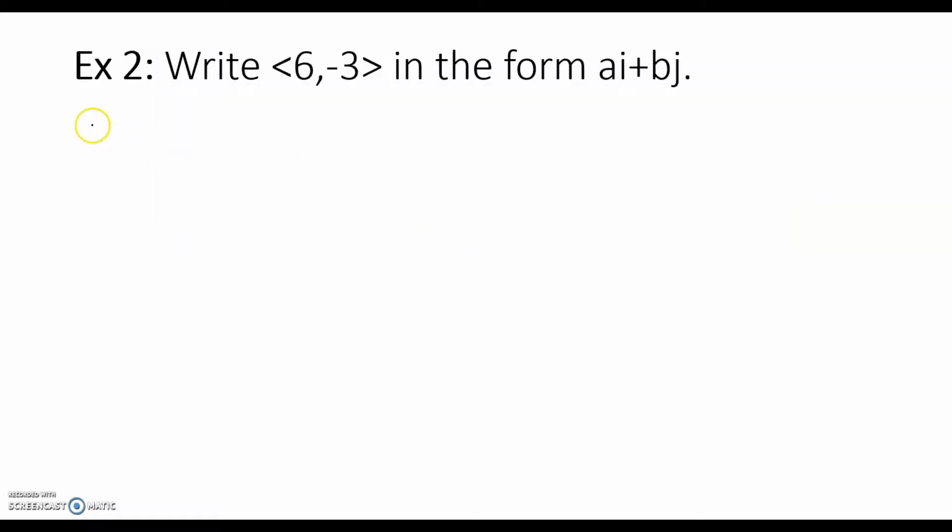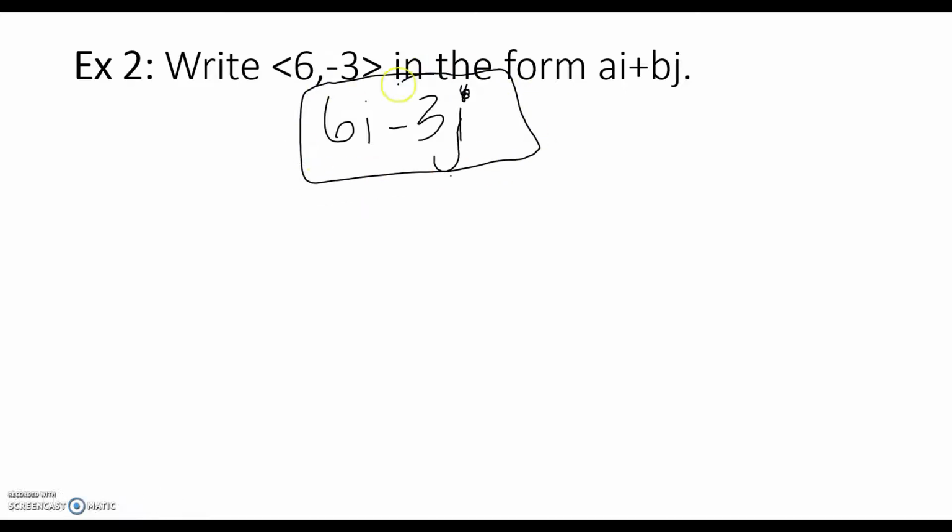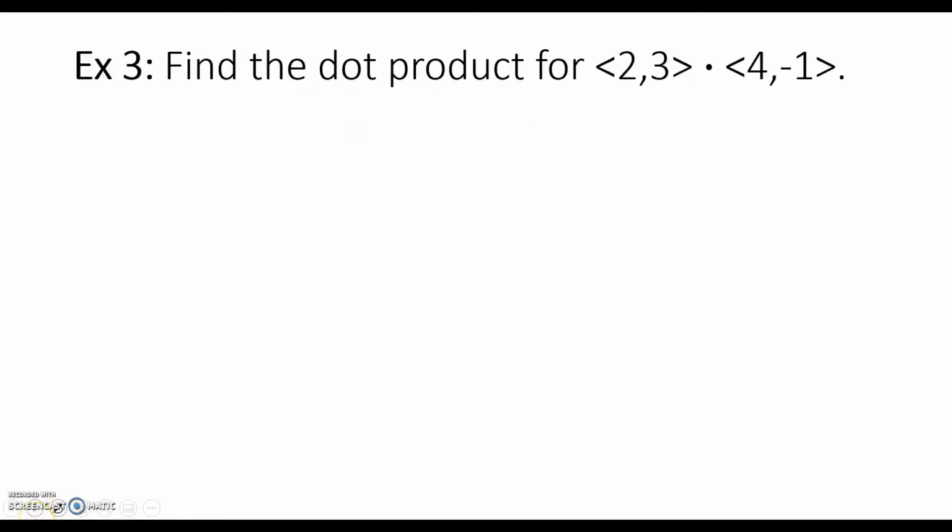So now let's look at some examples. Here's a vector defined by (6, -3), and we want to write it in the form ai plus bj. Well, that's simply 6i minus 3j. So you basically put i with the first component, the horizontal component, and j with the vertical component, and that will be your answer. That's simple.